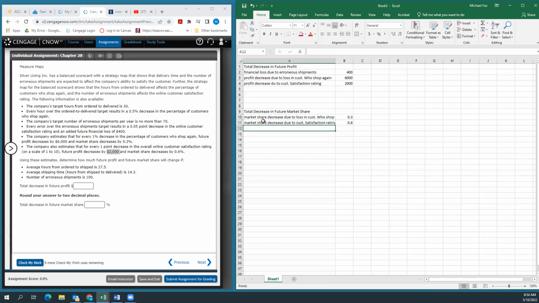And that's 0.6. And that's okay. So that's what I'm going to need to figure out: these two things, the total decrease in profit and the total decrease in market share. Now I have to figure out each one of these. Okay, so we'll start with erroneous shipments. It doesn't really matter what order I do them in. I'm just going to work my way through them. So erroneous shipments.